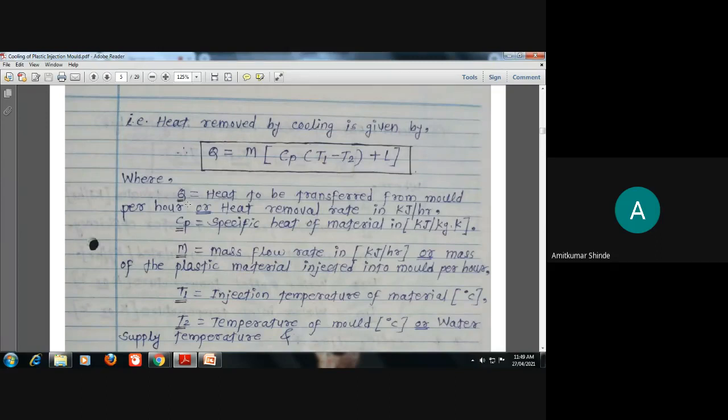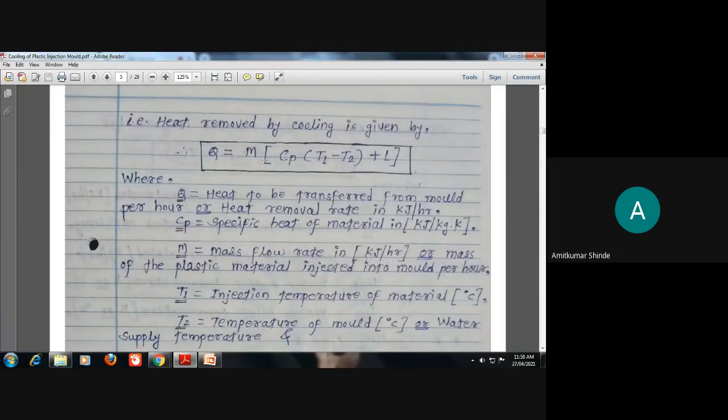The first factor is the mass flow rate. Mass flow rate is nothing but the mass of plastic material injected into the mold per hour, and it is indicated in kg per hour. This is kg per hour, not kilojoules per hour. Mass flow rate is in kg per hour.